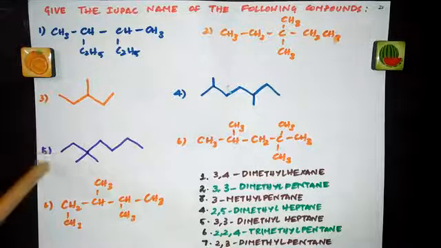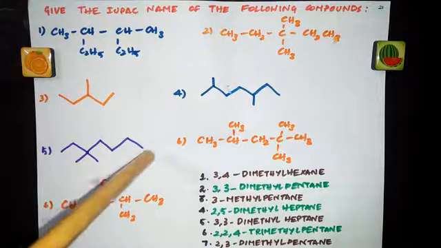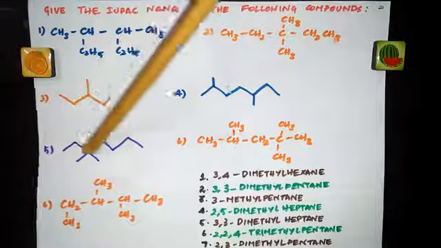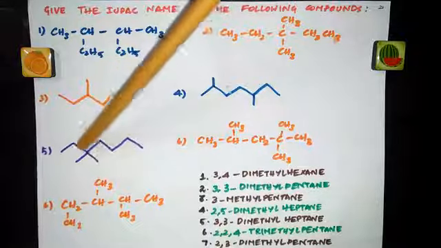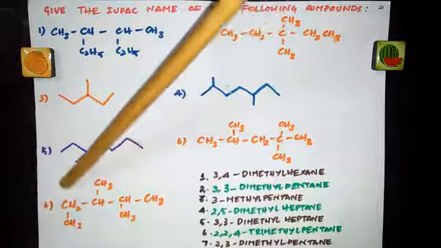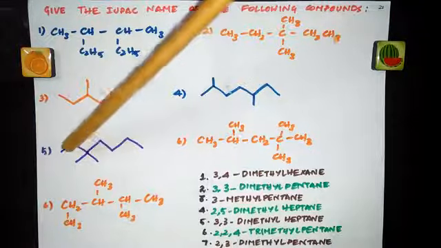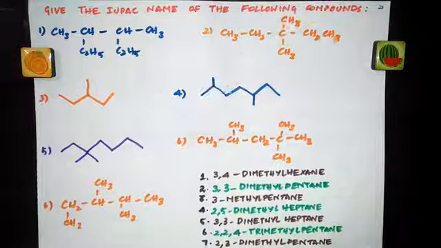Now coming to the fifth compound. 1, 2, 3, 4, 5, 6, 7. 7 carbon atoms, again heptane. See, 1, 2, 3, 4, 5, 6, 7. In the third position, we have 2 lines, which means 2 CH3 groups, methyl groups, attached to the third carbon atom. So how can you name this? 3,3 dimethyl heptane. 7 carbon atoms.